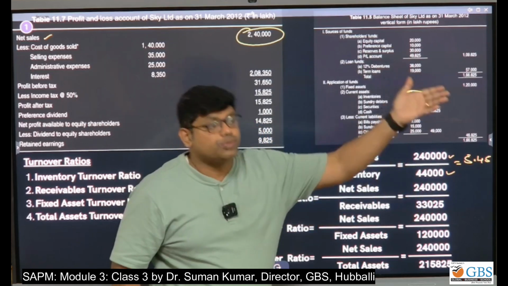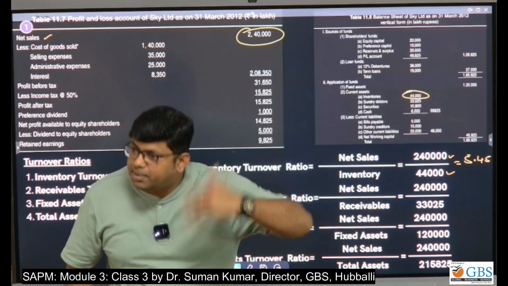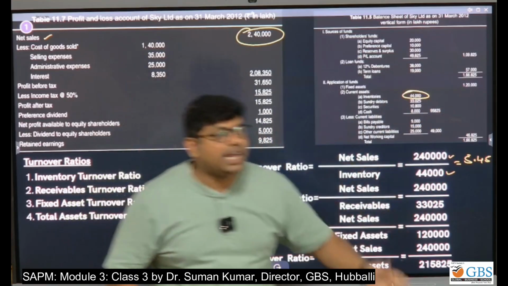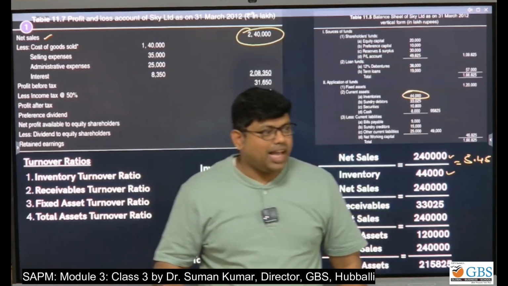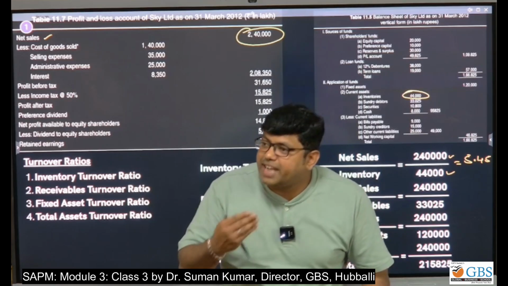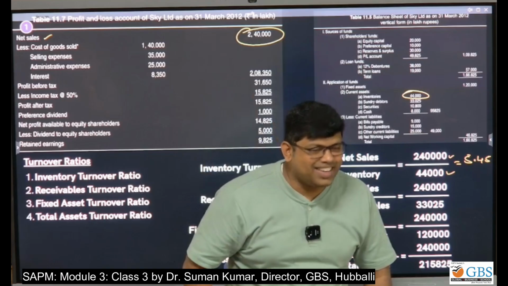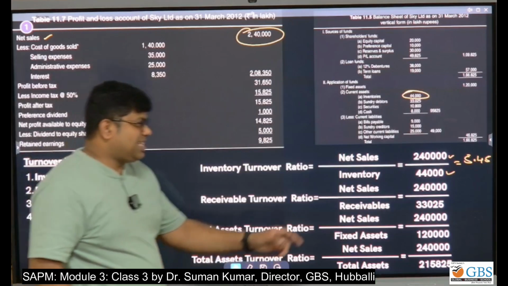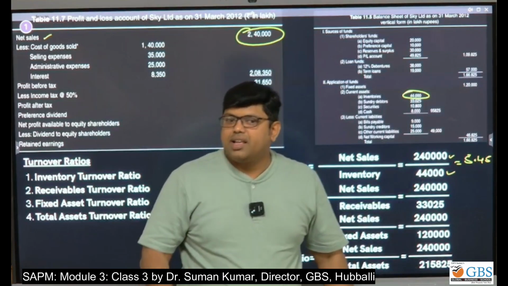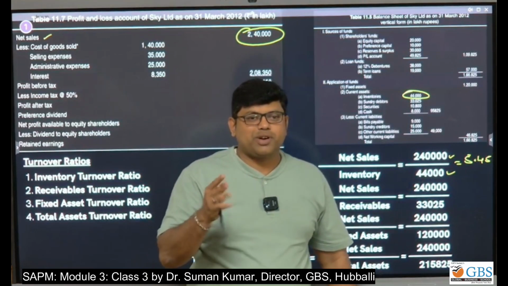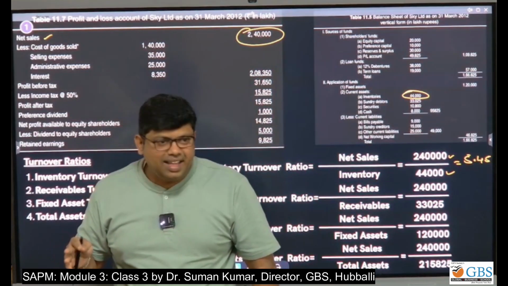That means about 5 times. What is the meaning of 5.45? 5 times. So if it is 10 times it is better. Are you understanding? If it is 15 times, even better. It should not be less. It cannot be 1:1. If it is the same, it means you are not doing business, you are making a loss. Is it clear?